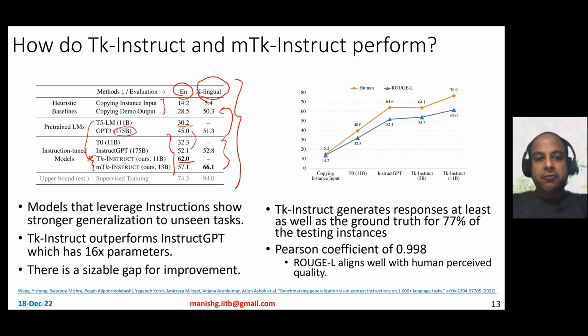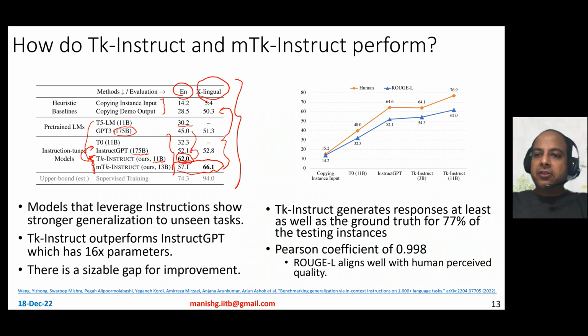So Tk-Instruct outperforms InstructGPT. Interestingly, amongst the instruction-based models, the models that they propose, Tk-Instruct and mTk-Instruct, perform better compared to the other instruction-based models, right? So 62 is larger than 51, as you see, right? Although the model has 11 billion parameters compared to InstructGPT, which has 175 billion parameters, 16 times more parameters, right? However, if you notice, the Rouge-L measures are not that great. It's still 57, 61, 62, and so on. There's a lot of room for improvement.